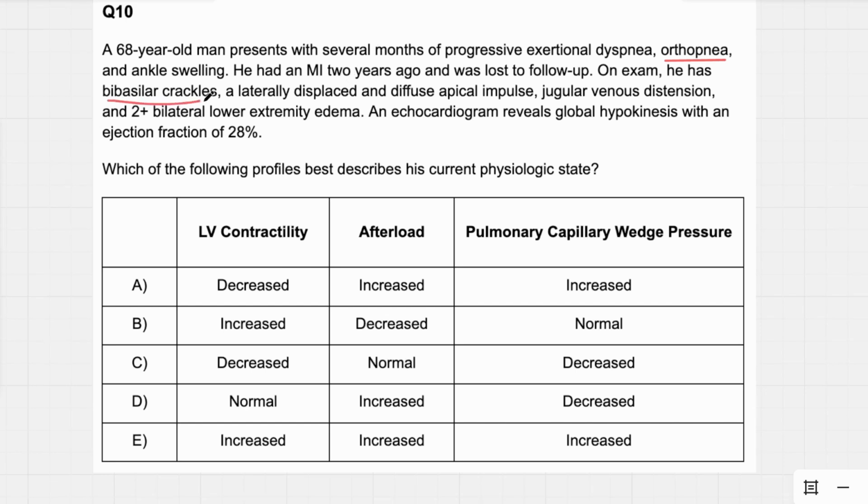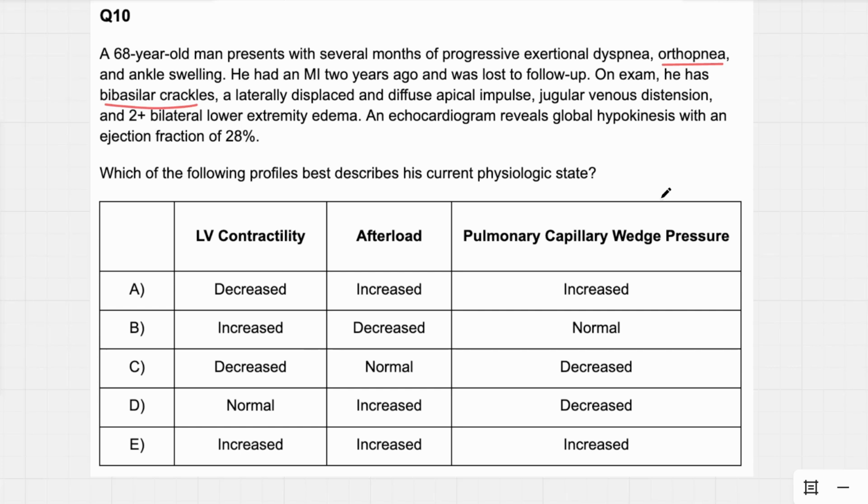Bibasilar crackles confirms our suspicion that there's probably fluid in the lungs. Crackles are not pathognomonic for fluid. Crackles mean interstitial fibrosis or fluid in the lungs for the most part. Here we were already suspecting heart failure and fluid in the lungs, so it helps us to confirm our diagnosis.